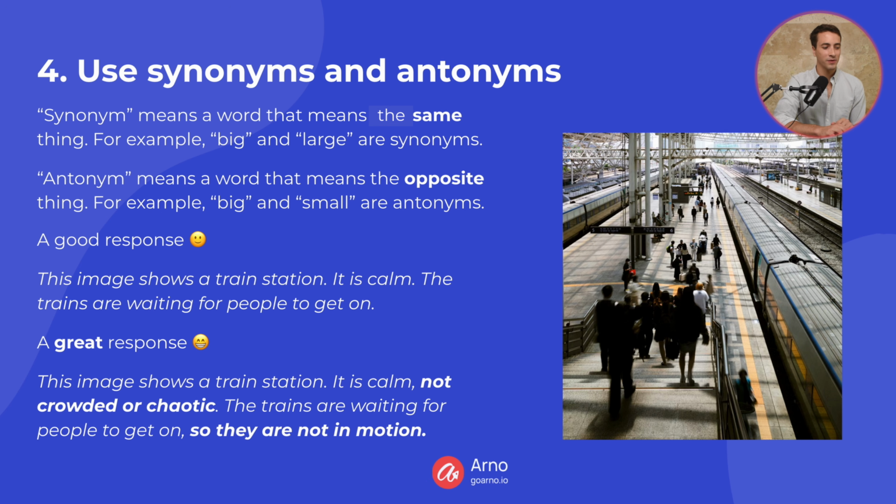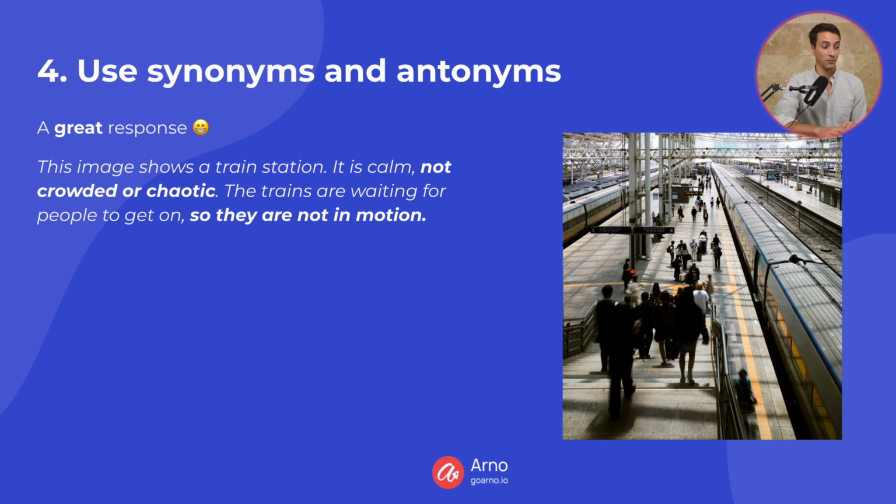So really, this trick of using synonyms and antonyms is that if you say that something in the image is something, that's an opportunity to say that it is not something else. So in this example, I said the train station is calm, which gives me the opportunity to say that it is not crowded or chaotic, which are antonyms of calm. I also said that the trains are waiting for people to get on, which means that they are not in motion.